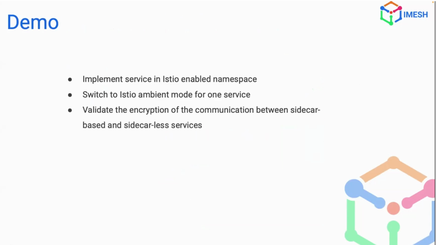So in the demo today, we'll be installing the default version of Istio, which is sidecar mode. Then we'll deploy some services, set them up, and try to access them from outside. After that, we'll upgrade to the ambient mesh version and deploy a few more services in ambient mesh mode. Then we'll test whether the communication between those services is still working, and if it is, whether it is secure. All these things we'll be doing in the demo. So without any further delay, I will jump into the demo.